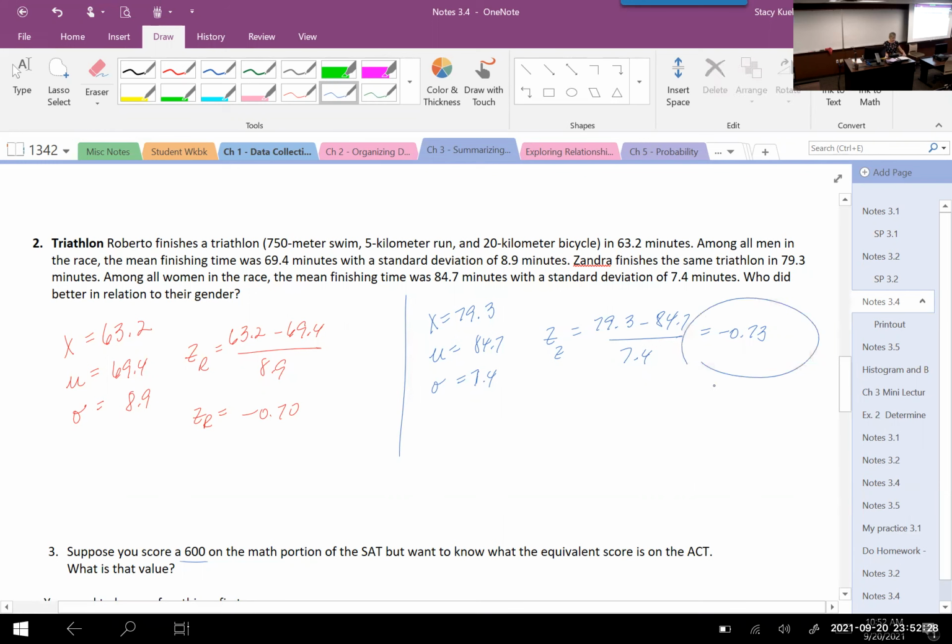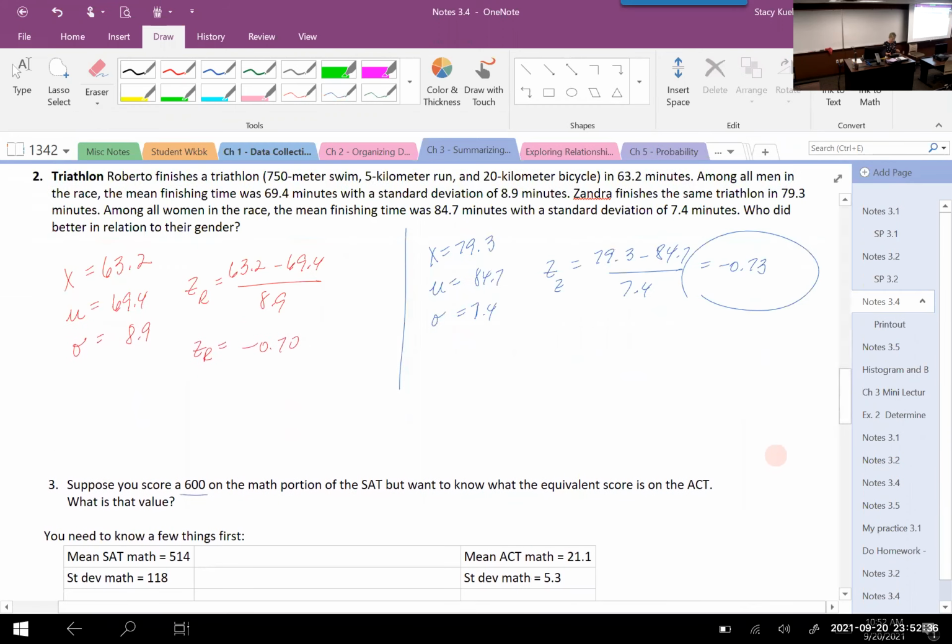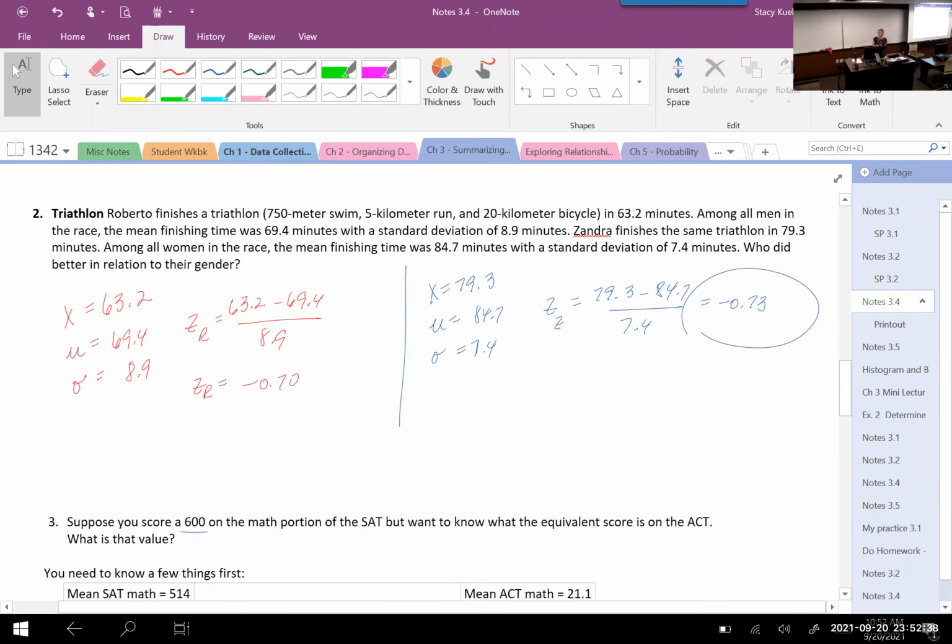All right, the next question is not on your paper, but I've added it because you have a problem like this in your homework and we need to talk about how you could go about finding this. Did anybody have a question on calculating the z-score for Zandra or Roberto? No? Okay. If it's a negative, it was supposed to be a negative, yes.